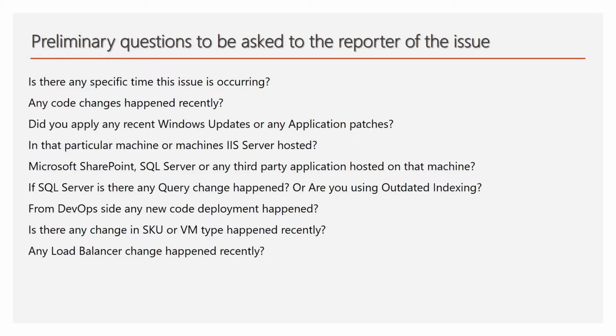Apart from that, one thing I want to highlight is that if SQL Server is there, ask whether any query change happened, or whether outdated indexing is being used. SQL and Oracle both have query plan optimization. There may be indexing issues, and several queries running at the same time on the VM is the reason the performance of the VM or the application is getting slow, or the VM is becoming non-responsive. So these are the questions that you should be asking before starting the troubleshooting.